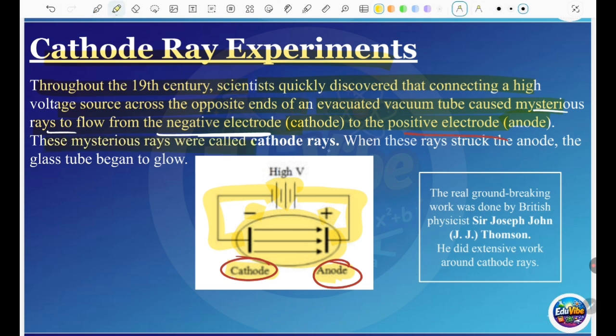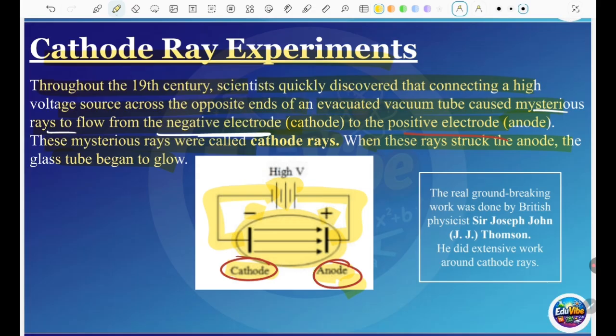These mysterious rays are called cathode rays. Why did they name them cathode rays? Because the rays originate from the cathode and go to the anode. When the rays hit the anode, the glass tube begins to glow. The rays strike the anode, and from there the tube glows.